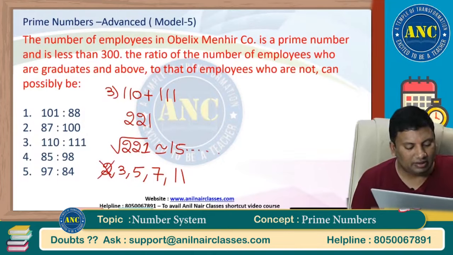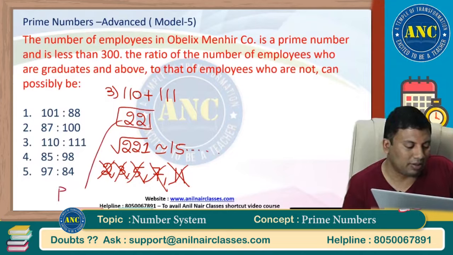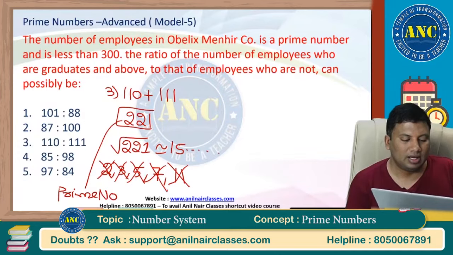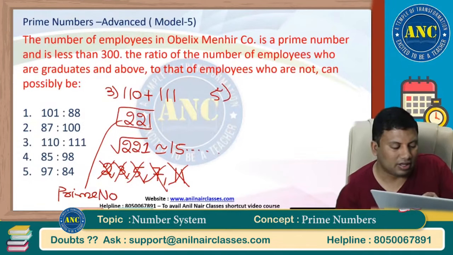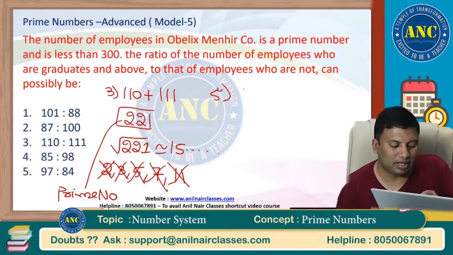Is 221 divisible by 2? No. Divisible by 3? No. Divisible by 5? No. Divisible by 7? No. Divisible by 11? No. That means 221 is a prime number. Let us do the fifth one. 97 plus 84, which is nothing but 181. Root of 181.